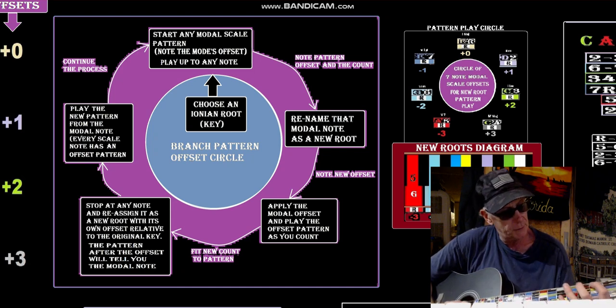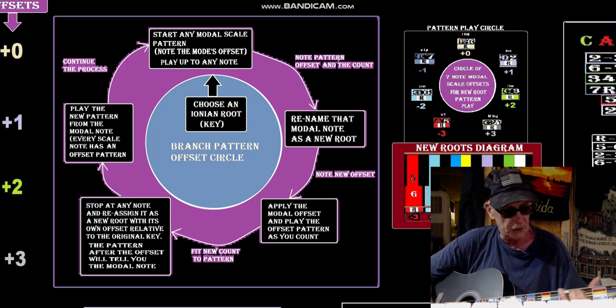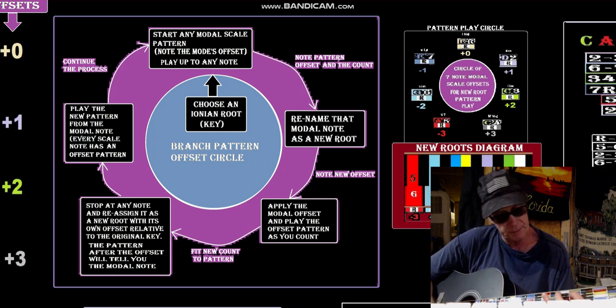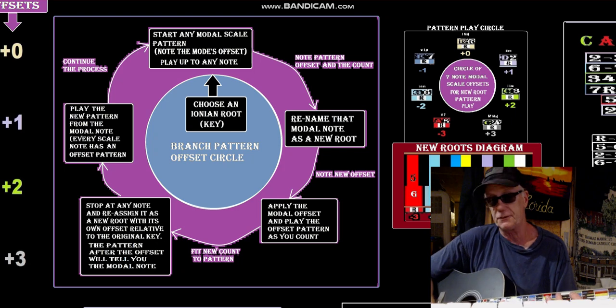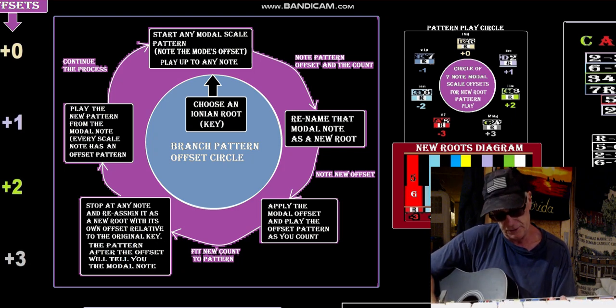So we're going to start the count over again with an Aeolian pattern, or an S5G. An S5G is like this.